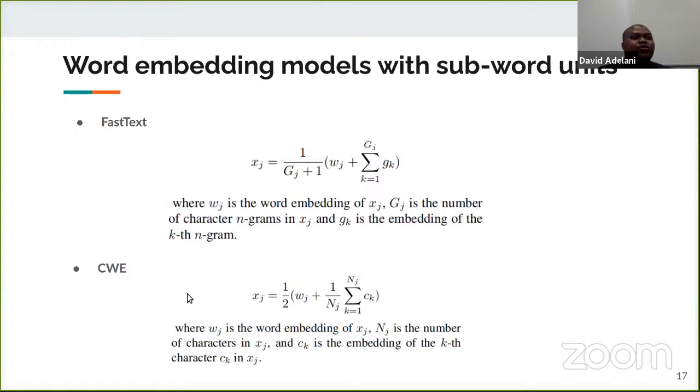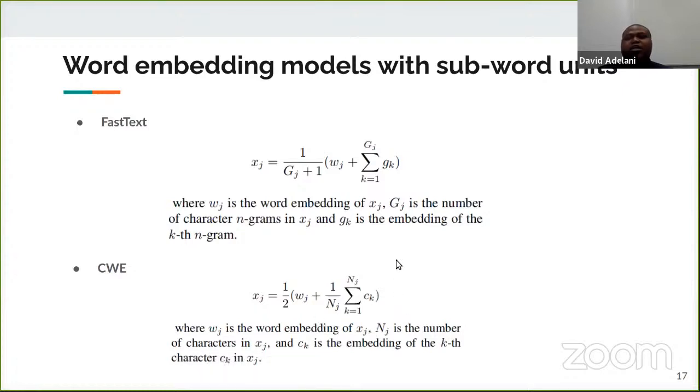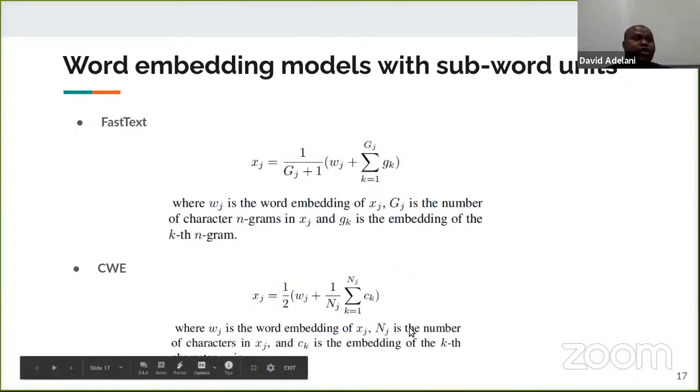And for the CWE, this includes character embedding. So you have a word embedding, and you also have character embedding. And actually, there are different variants of CWE because you can check if this character is in the beginning or in the middle or at the end of the word. This way, you can also do some clustering so that you have a more representative character embedding. So you average them together, and this is how you have the CWE.